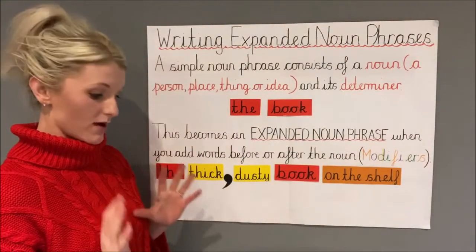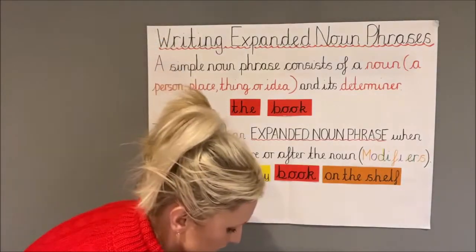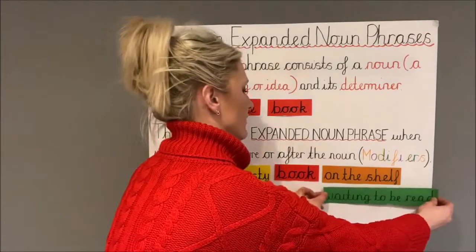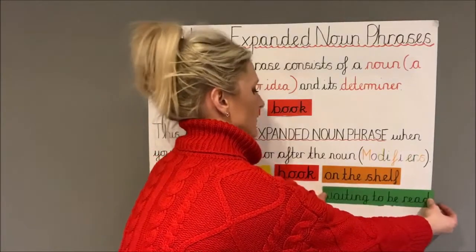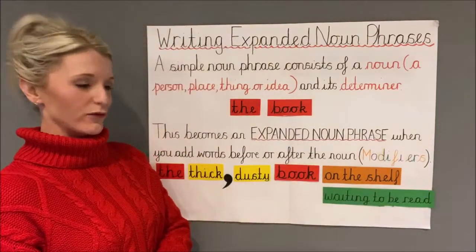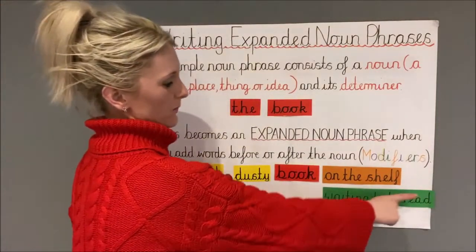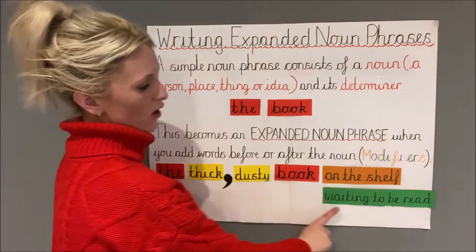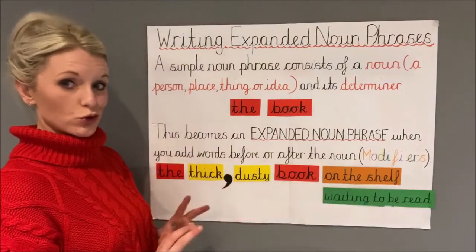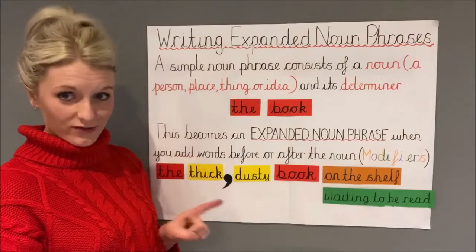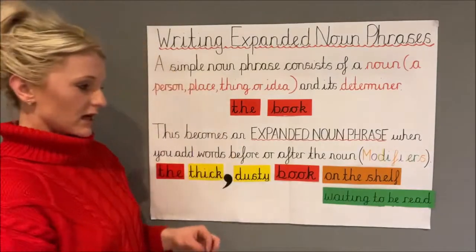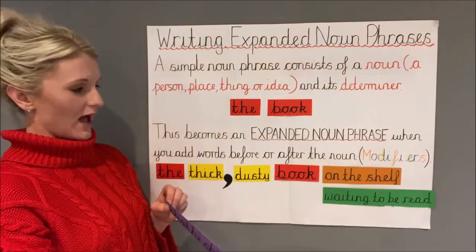Okay, and then by Year 5 and 6 we start adding in more complicated things. So you might add something like this, a present participle phrase. So something like waiting to be read. So the thick, dusty book waiting to be read. So a phrase that starts with an ing word. And if you're not sure about that, then I've just done another video on the Year 5 and 6 pages. And then this is the one we're going to be looking at today.